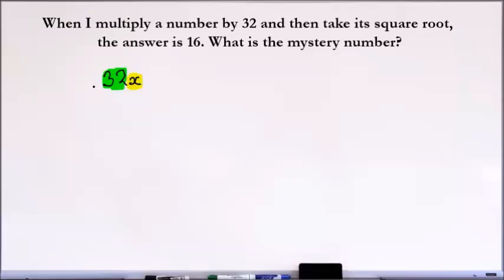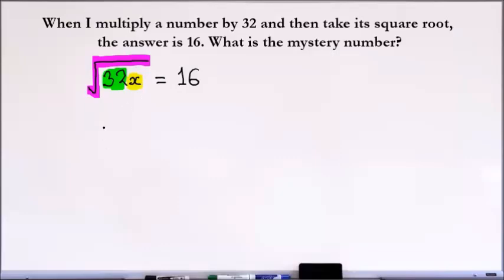If you want to take its square root, you go this way. Okay, you've just taken its square root. Let's just highlight that. So what happens after you multiply by 32 and take its square root? The answer is 16. Is equal to 16. You get 16. Beautiful. Now, what is the mystery number? You were looking for the x.